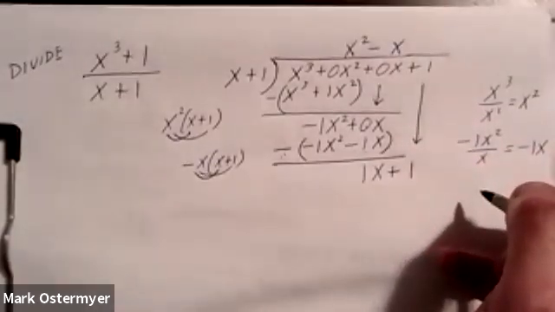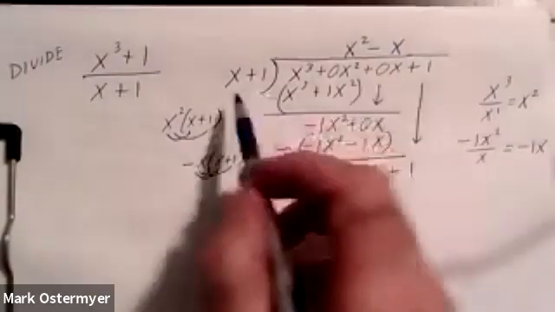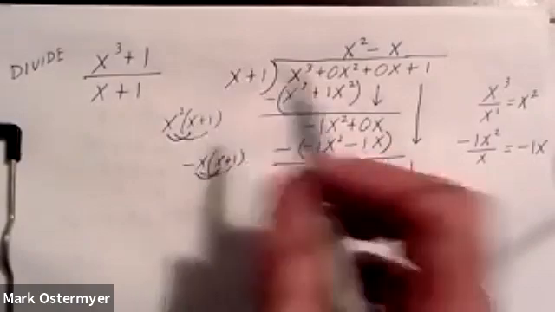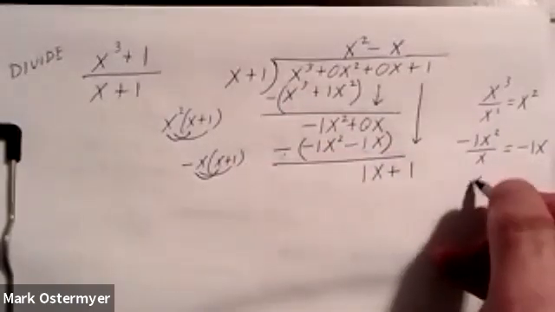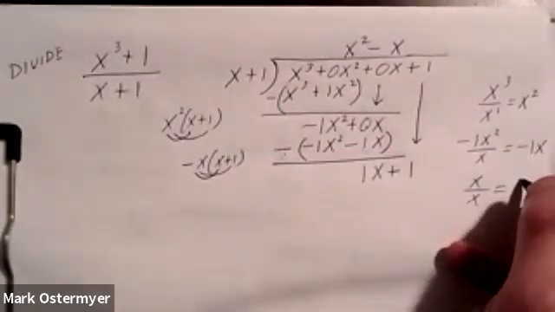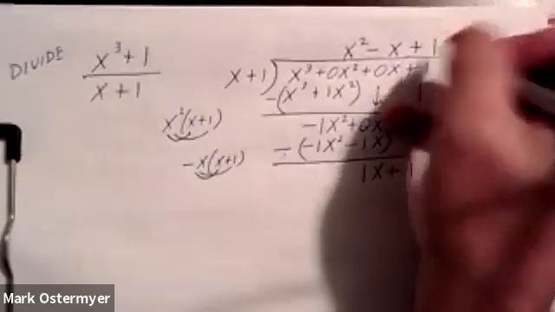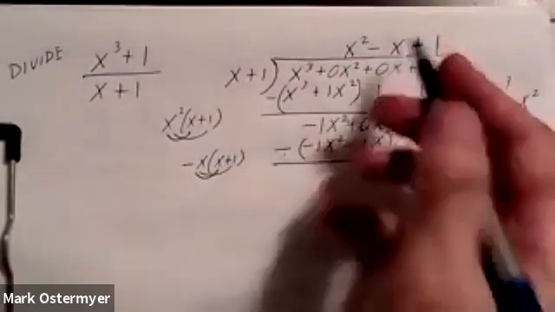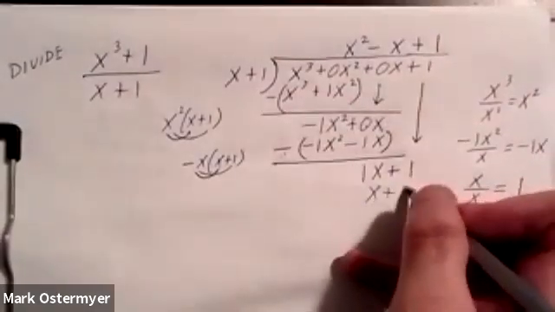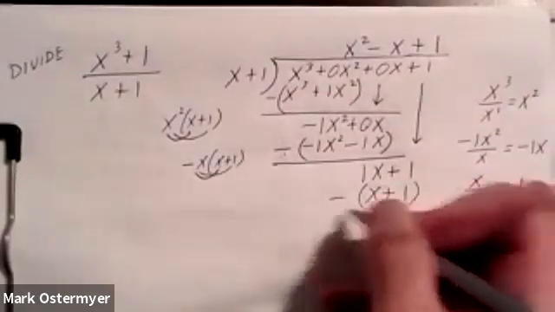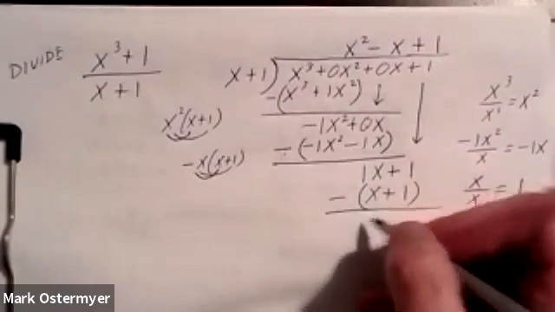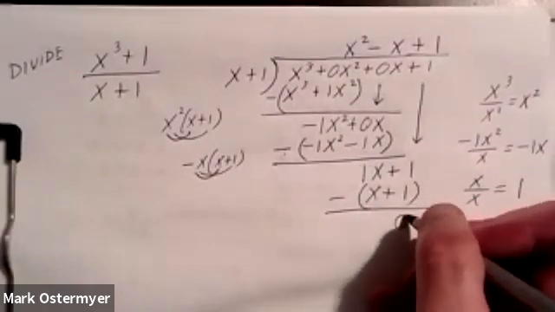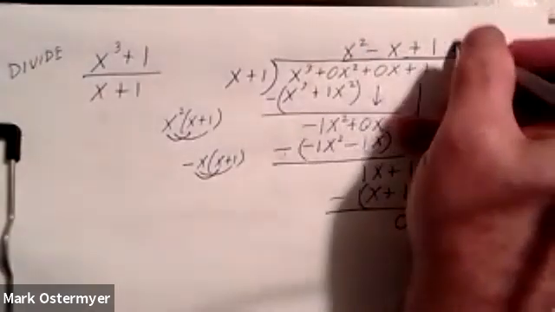We have one more round of division to go through. We ask ourselves, x divides into x how many times? 1. Plus 1. Multiply 1 by the divisor, and 1 times x plus 1 is x plus 1. Subtract off the whole polynomial. X minus x is 0, 1 minus 1 is 0, 0 remainder, ladies and gentlemen, that's your quotient.